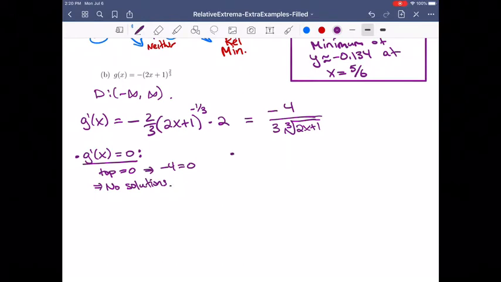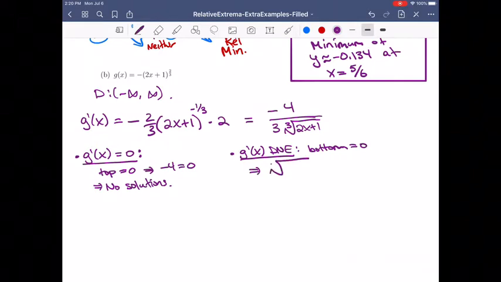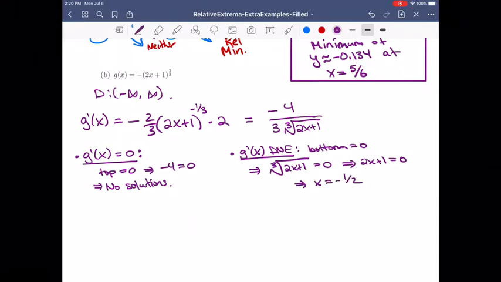Okay, so now what about where the derivative doesn't exist? Okay, so that's going to be when the bottom is 0. So that's going to be when the cube root of 2x plus 1 is 0, which is the same as saying that 2x plus 1 is 0. So if we solve for x, we get x is negative 1/2. Okay, so this is going to be our only critical number.